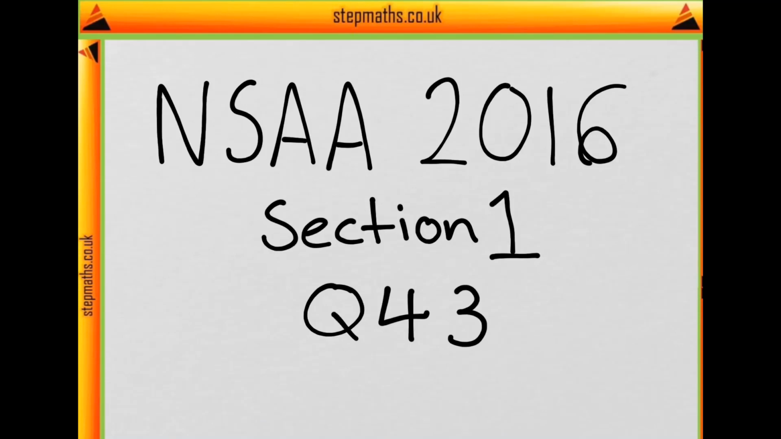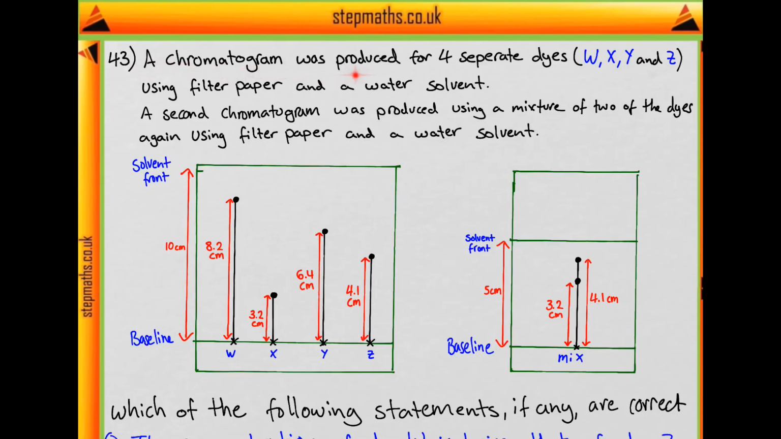Hello, in this video I'll be showing you how to answer the NSAA 2016 Section 1 Question 43. A chromatogram was produced for 4 separate dyes, W, X, Y and Z, using filter paper and a water solvent. A second chromatogram was produced using a mixture of 2 of the dyes, again using filter paper and a water solvent. Here are the 2 chromatograms.